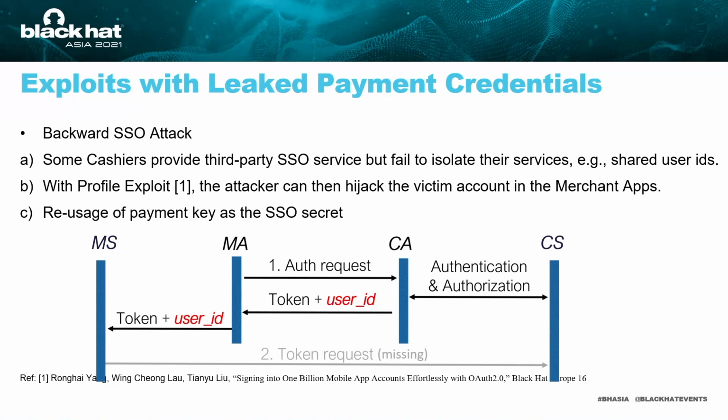However, these cashiers may not separate payment and single sign-on, these two services, properly, which may share the same set of user IDs, enabling the so-called profile exploit in single sign-on. In profile exploit, the merchant server trusts the user ID from the user device by mistake, but misses the token request to the service provider or cashier. As a result, the attacker may modify the value of user ID in his device to steal the victim's account.